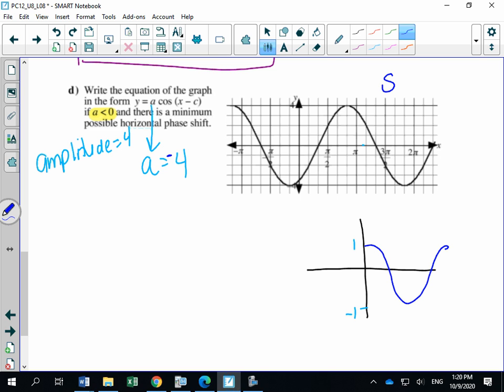So we just did our stretch, right? Our stretch was 4, the y values are multiplied by 4. Then we're going to reflect this graph, and then we're going to figure out what the phase shift is. So the stretch is done.